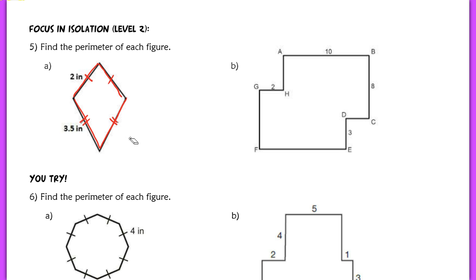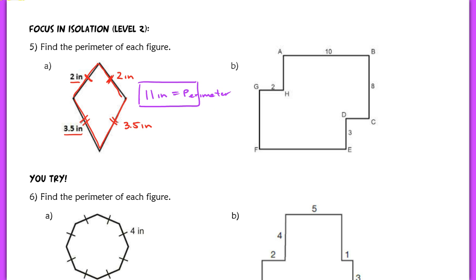So here if I want to find the perimeter, since this segment is labeled as 2 inches, this must also be 2 inches because it has the same exact hash marks. And because this segment is 3.5 inches long, this must also be 3.5 inches long. So now I'm just going to add all of the parts. Now if I add all of those parts together, I end up with a perimeter of 11 inches. So I'm going to write 11 inches equals P, which stands for the perimeter.